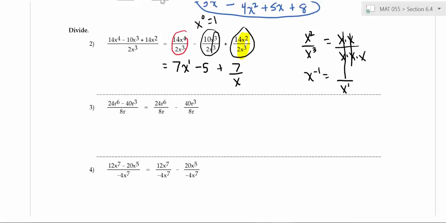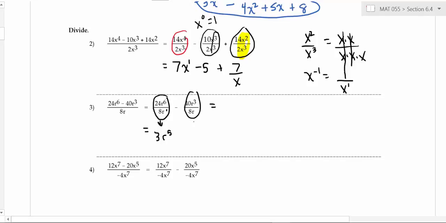Just want to kind of do a little bit of everything that can happen. So I've already written the first step out for you. Your goal is to do this in your head. What's the result of the first fraction? 3r to the 5th, right. There are 6 more r's on the top. There's only 1 r on the bottom. Okay, what's the answer to the second one?